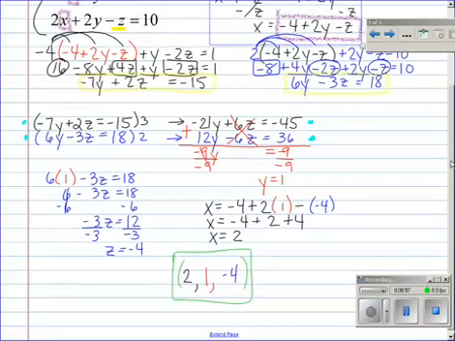Substitution can be a lot lengthier than elimination. So if you like elimination, stick with it. If you like substitution, stick with it.